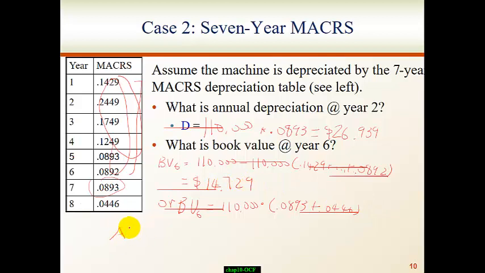Now let's do the ATSV in this case. The salvage value is the same, 20,000. Tax is 40%. The book value is now changed to 14,729. So this time we are only able to keep 17,091.6.